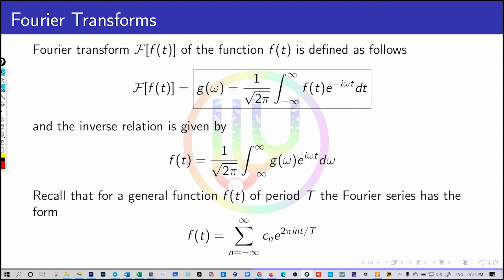Okay, so the Fourier transform of a function f of t is denoted by g of omega, and which is defined by 1 by root 2 pi integral minus infinity to infinity f of t e raised to minus i omega t dt. Okay, and the inverse relation, if we are defining this as a Fourier transform, then the inverse relation is f of t is equal to 1 by root 2 pi integral minus infinity to infinity g of omega e raised to plus i omega t d omega. So here ശ്രദ്ധിക്കേണ്ട കാര്യം എന്ന് വെച്ചാൽ ഇവിടെ പ്ലസ് i omega ആണ്, ഇവിടെ മൈനസ് i omega t ആണ്.